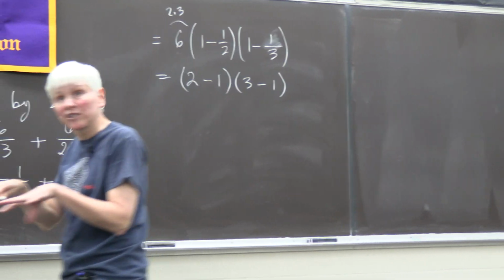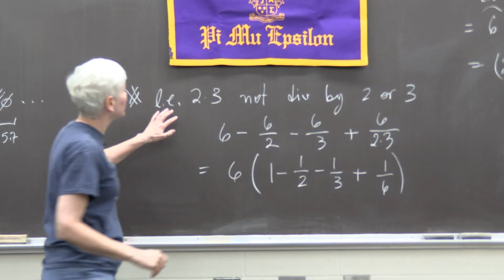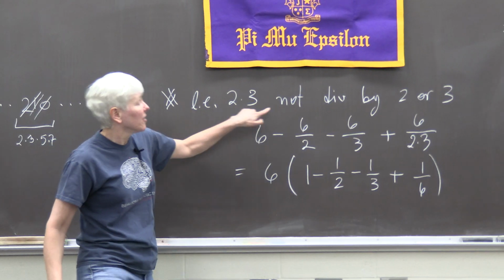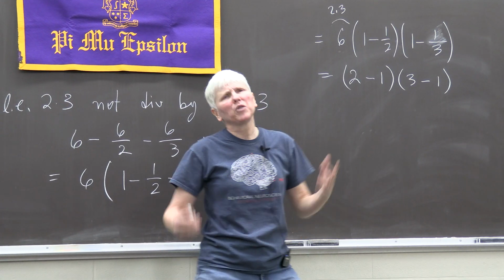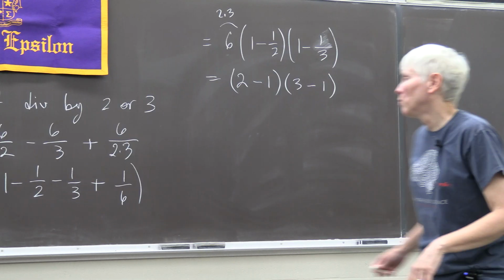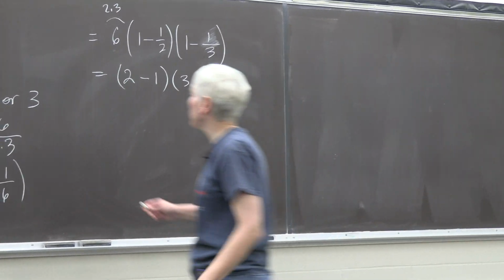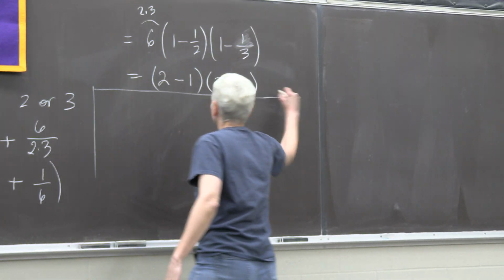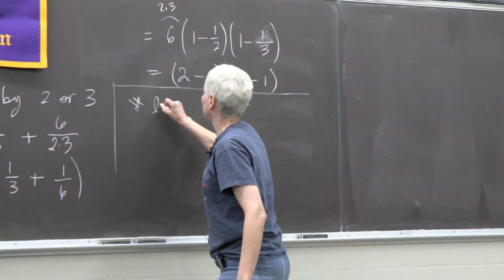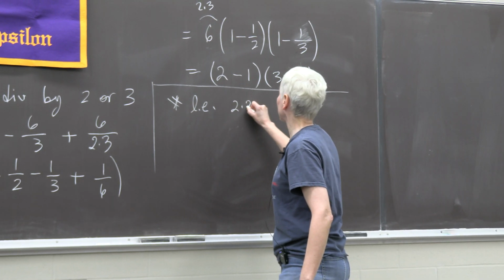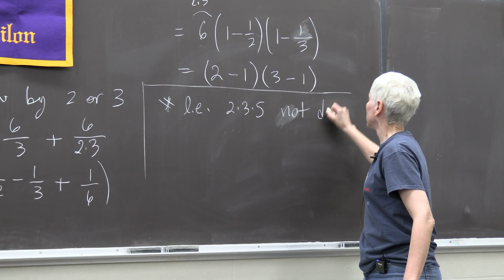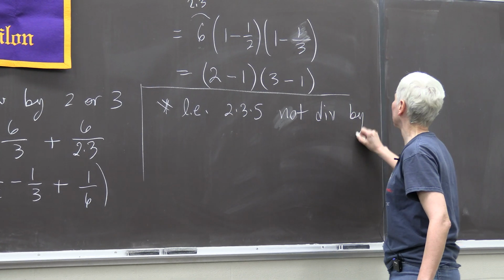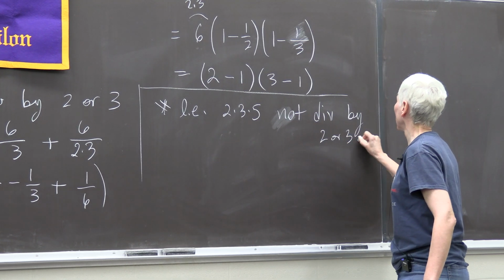The number of numbers, not primes, but the number of numbers less than or equal to 6 that are not divisible by 2 or 3 is 2 minus 1 times 3 minus 1. I want to do one more with you, and then we'll move on. Okay, so what about the number less than or equal to 2 times 3 times 5 that is not divisible by 2 or 3 or 5?